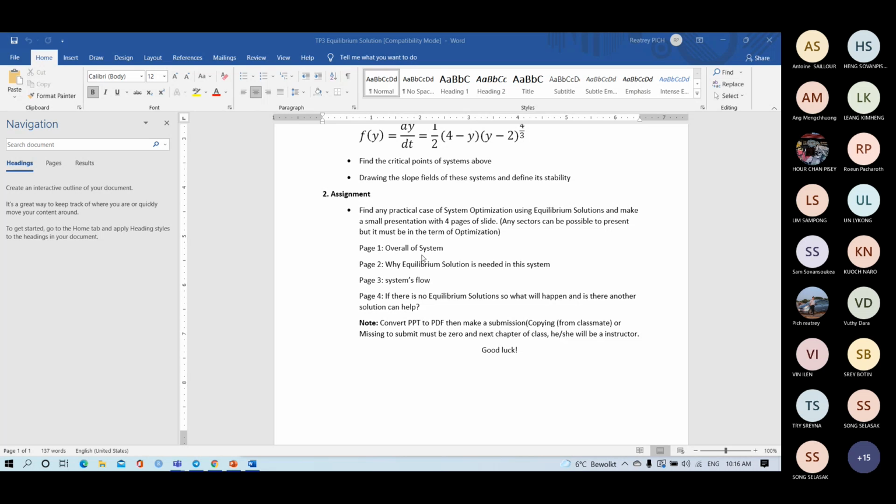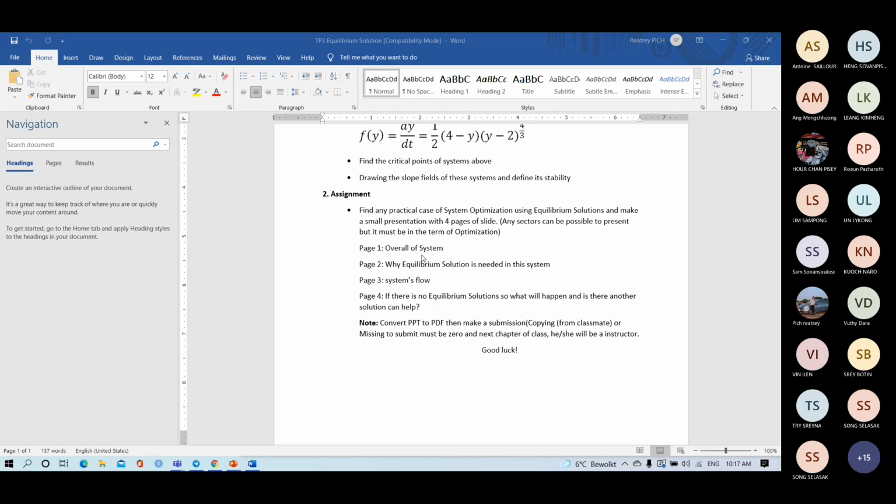Page number 1, overall of the system. For example, I use image optimization. So I put the name of the system, just the name. The system is made of A, B, C, D, E, F, G that produce the result to reduce something from status A to status B, for example. This is an overall view of the system and who made it. This is the first page of your slide.